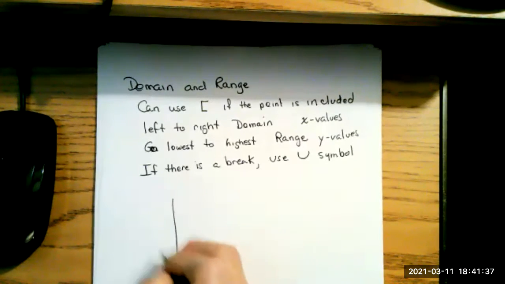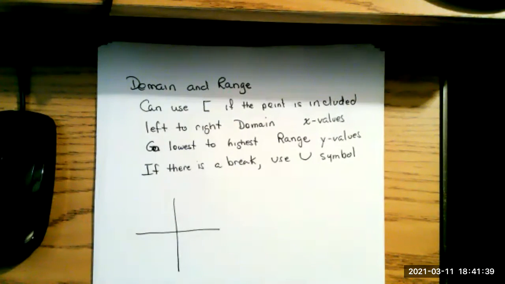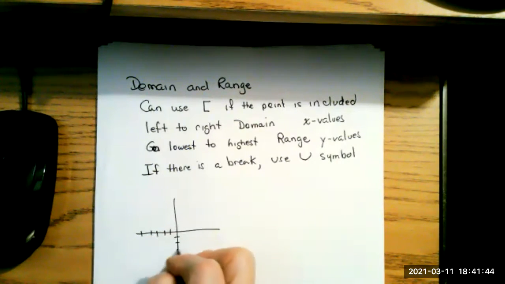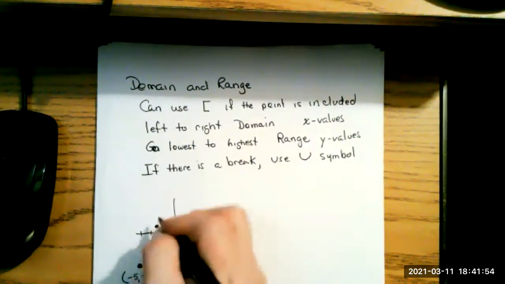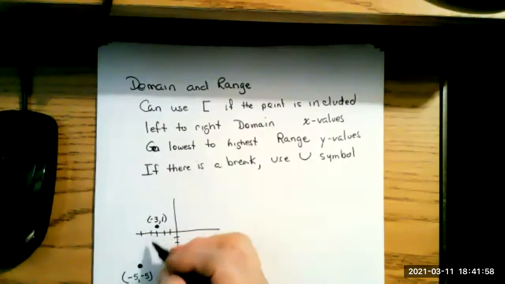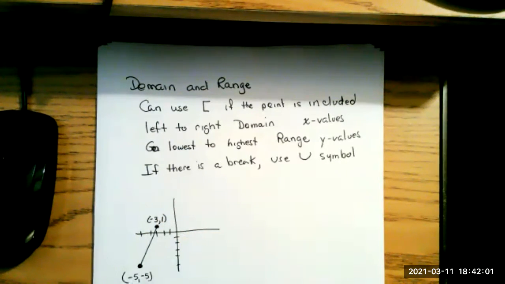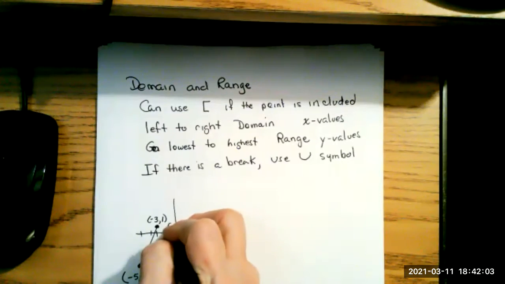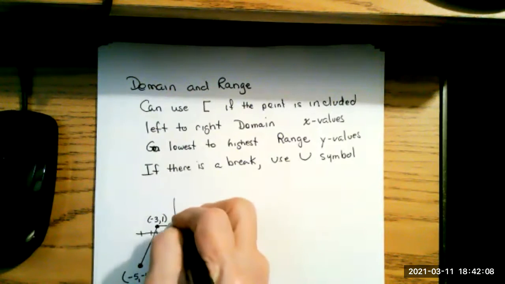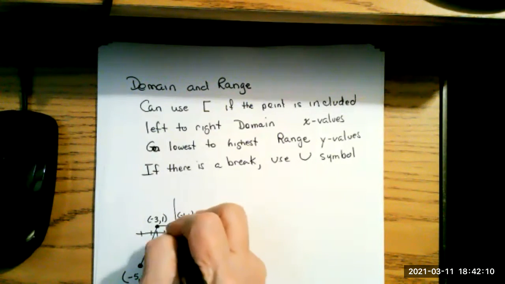All right, let's look at a graph. This one, 1, 2, 3, 4, 5, 1, 2, 3, 4, 5. There's a point at -5, -5. There's a point at -3, 1. There's a point, and it's an open circle, at -1, 1. That's that one.